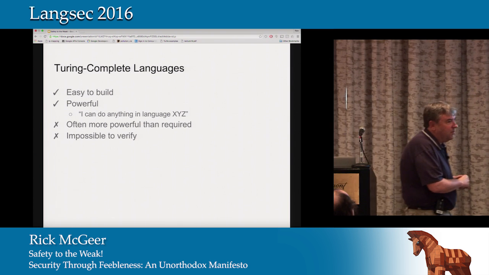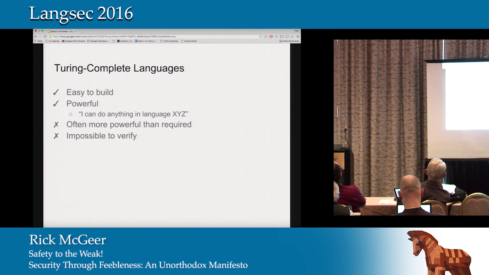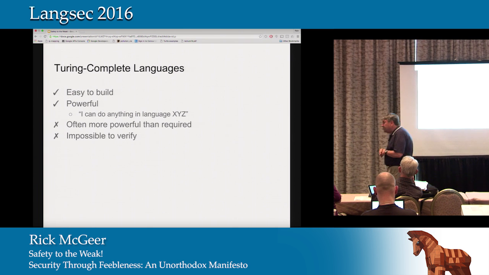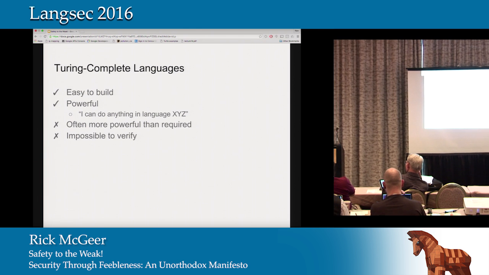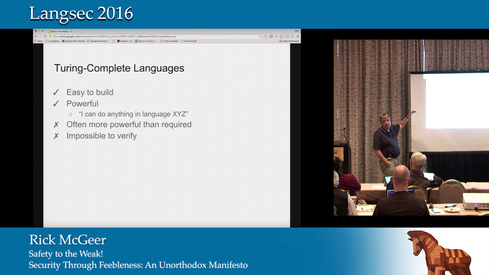And of course, they're powerful. I can do anything in language XYZ, for my favorite language. Well, yes, you can do anything in language XYZ, including shoot yourself in the foot, and my, what a nice hole you have down there. Because these languages are often much more powerful than is required to do the job, as the talk that we heard on Mocha just in the last session said. And they're impossible in general to verify.